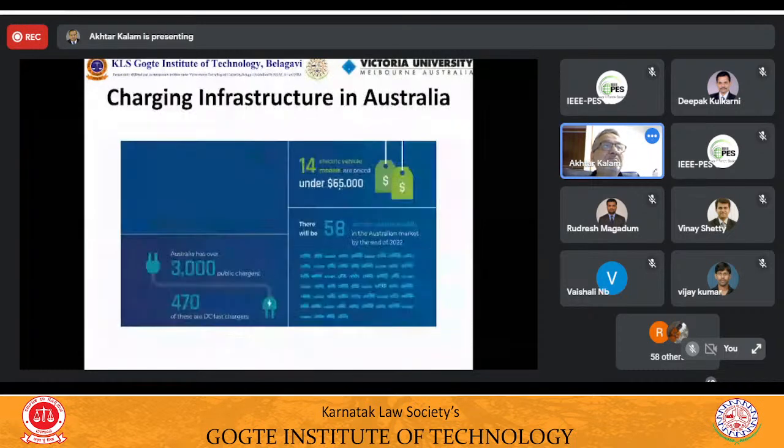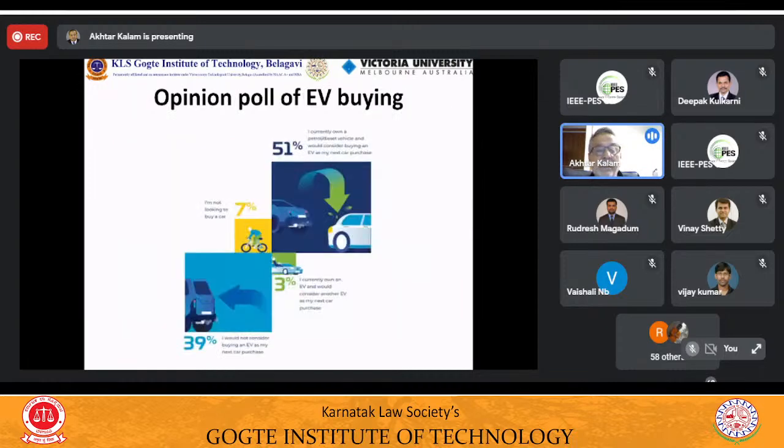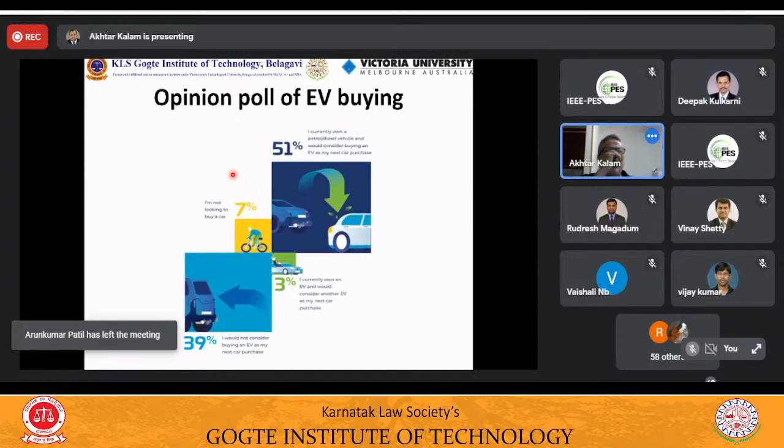Now, as I mentioned, look at the charging infrastructure. Now, we have 3,000 public chargers. 470 of them are DC fast chargers. And there are 58 electric vehicles in the Australian market that is coming. Remember, I talked to you about 31 in 2021. Another 27 will be added by 2022. So we are going to double the choice for our customers. Then if you look carefully, 51% of them, we did the opinion poll of those who are buying, and they said that they want to buy something new. Then they want to see something which is electric vehicle. Some of them said that we don't want to consider. But you will find more than 50% of the people were interested in buying electric vehicle, compared with the others, 49%, who were thinking about it or were not sure.